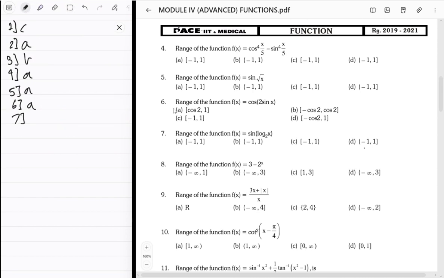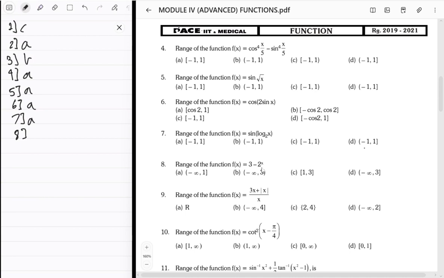seventh. Seventh is range of the function f is equal to sine of log base 2 of x. Look, log base 2 of x can go to all real numbers. No big deal of that. Sine of that is negative 1 to 1 inclusive. So A. Eighth. Range of the function 3 minus 2 power x.